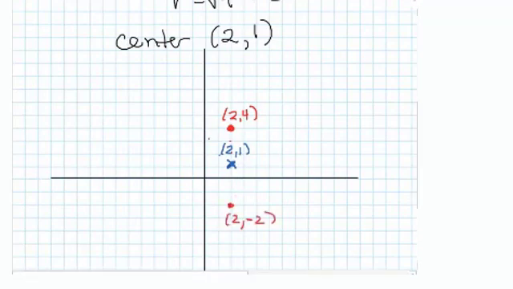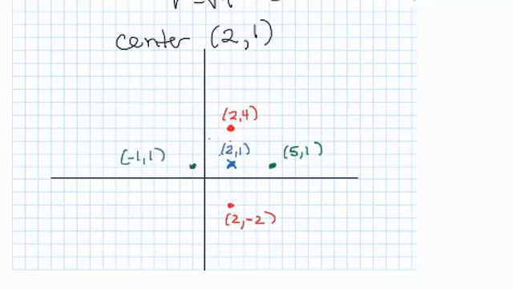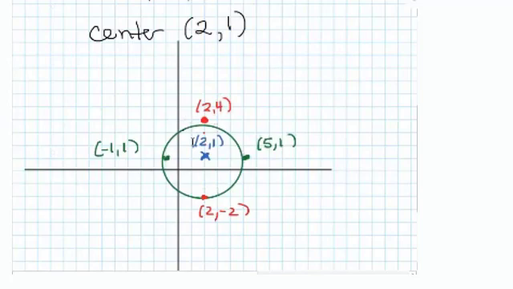East and west: if we're going to go to the east, we're adding 3 to the x this time. 3 units over from 2 is going to be (5, 1). And to the west, we need to subtract 3 from the x. 2 minus 3 is -1, so we'll be at (-1, 1). And then we can draw in our circle, with the north, south, east, and west points plotted. Again, how do we get those points? We had a radius of 3, so you go up 3, to the left 3, to the right 3, and down 3 to get your 4 points.